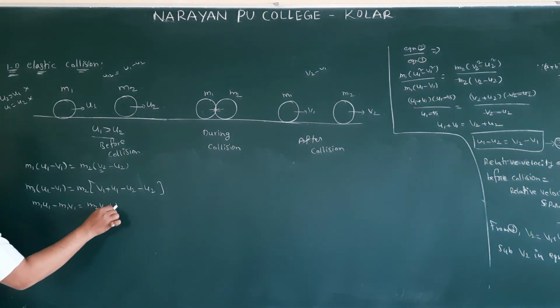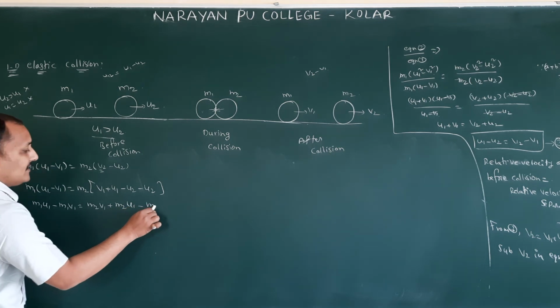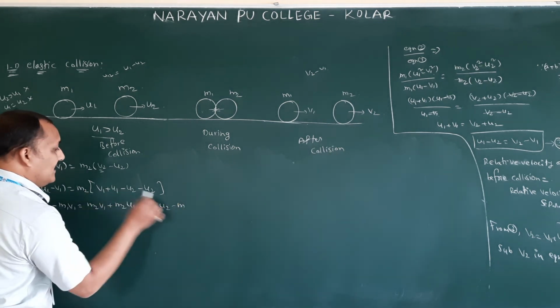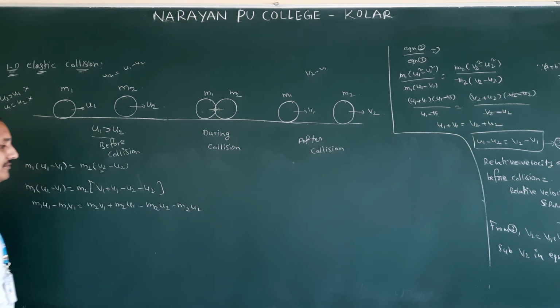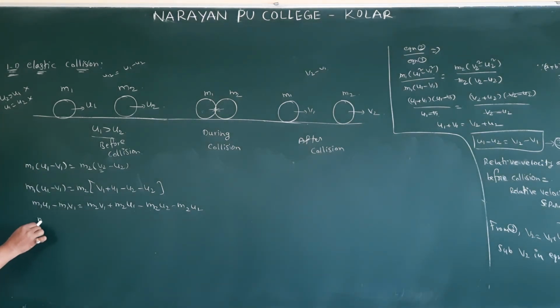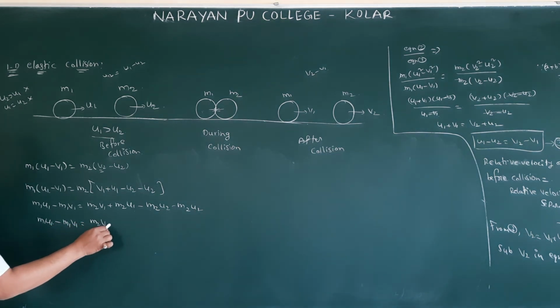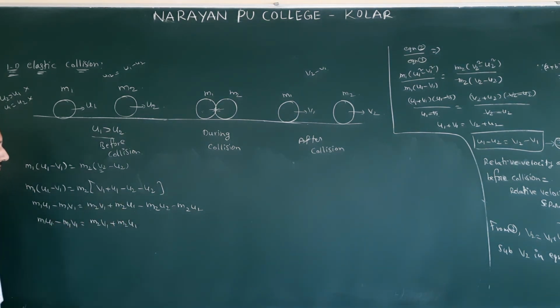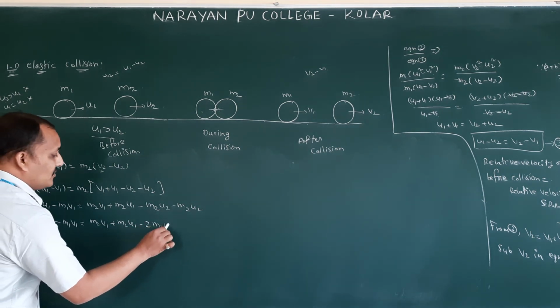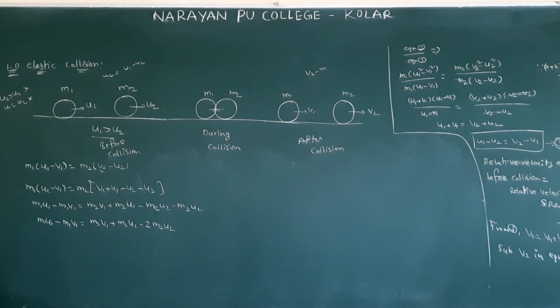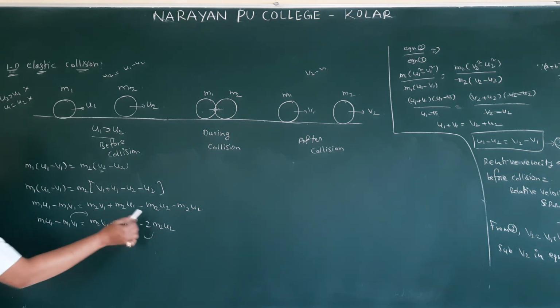So m2 v1 plus m2 u1 minus m2 u2 minus m2 u2, that is minus 2m2 u2. So m1 u1 minus m1 v1 is equal to m2 v1 plus m2 u1 minus 2m2 u2. We want v1, isn't it? So we want v1, meaning this minus m1 v1 you can bring this side. These two you can bring this side. So this one right side, these two left side.